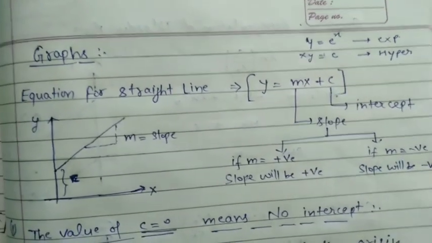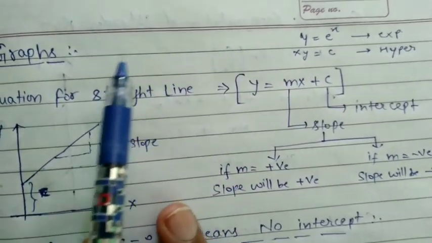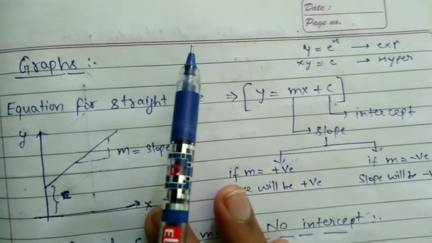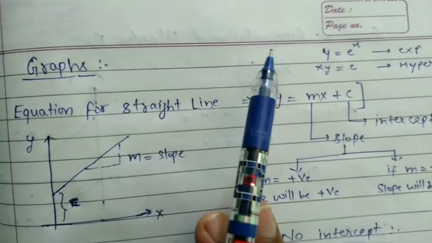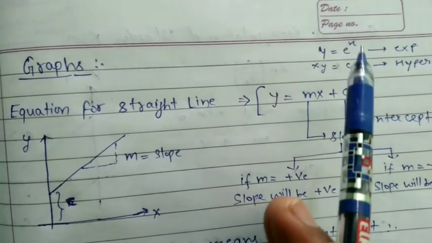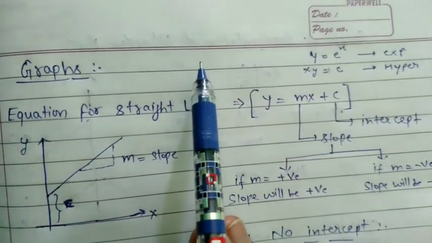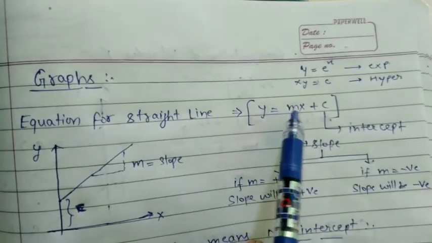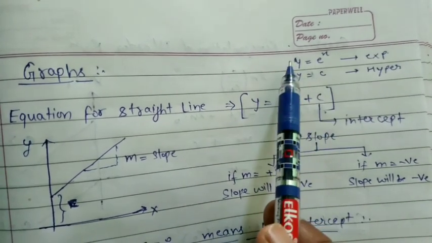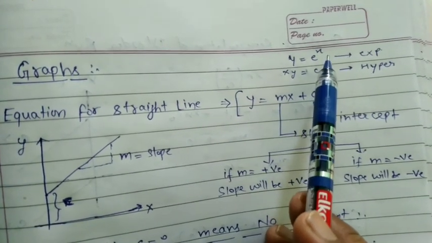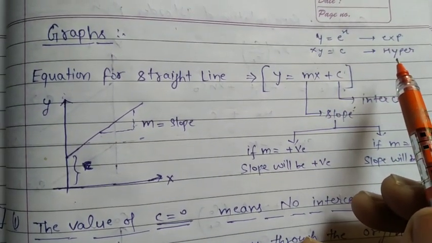First of all, to draw different types of graphs, we have to identify whether the given equation is a straight line equation, or whether it is a hyperbolic or an exponential function. So how do we identify whether this is a straight line equation, exponential or hyperbolic? If our equation is of the type y is equal to mx plus c, then it is a straight line equation. If the equation is of the type y is equal to e to the power x, then it is an exponential, and xy is equal to c will represent the hyperbolic graph.